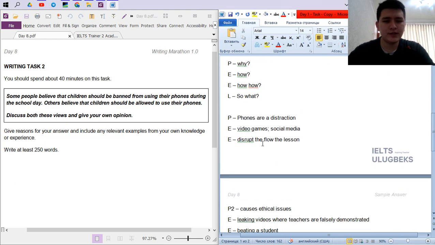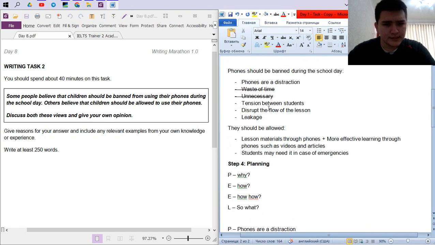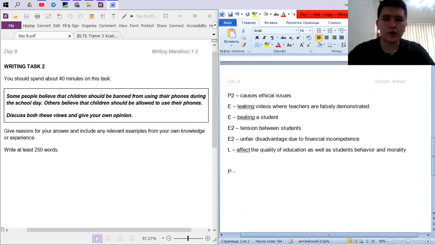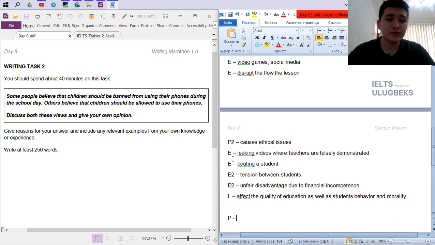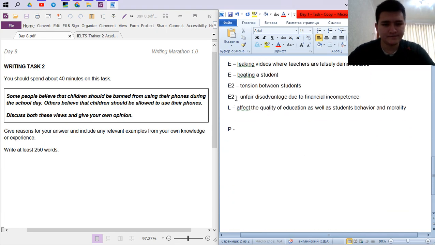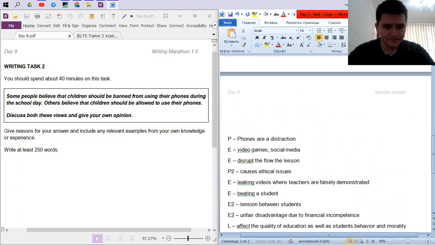All right, how do we deal with that? Let's see. Less materials through phones. Why should children be allowed? Actually, in our paragraph, it's better if we acknowledge the side that we don't support. This way it's better, because then it will be more logically progressive. You know what I mean? So our first PEEL, our first point is more effective learning. How?